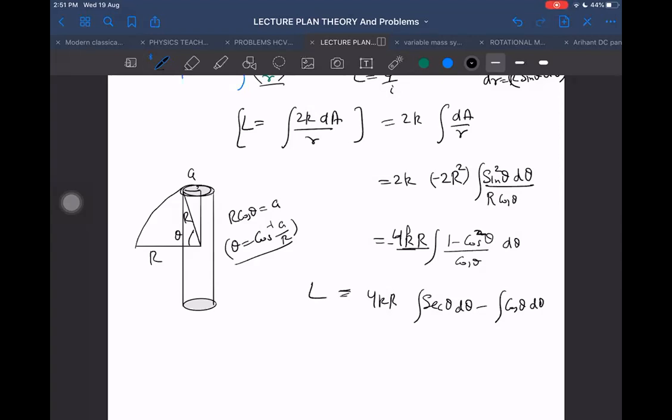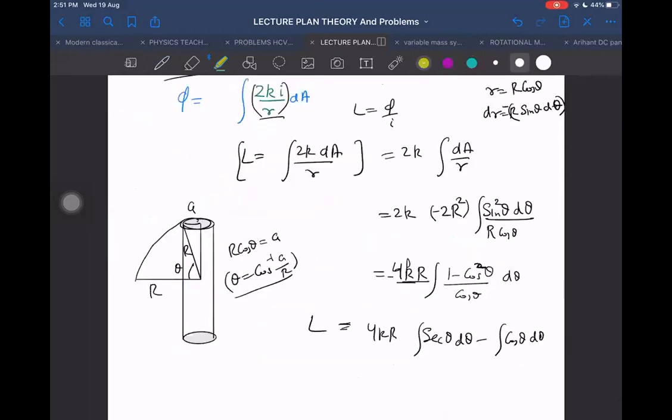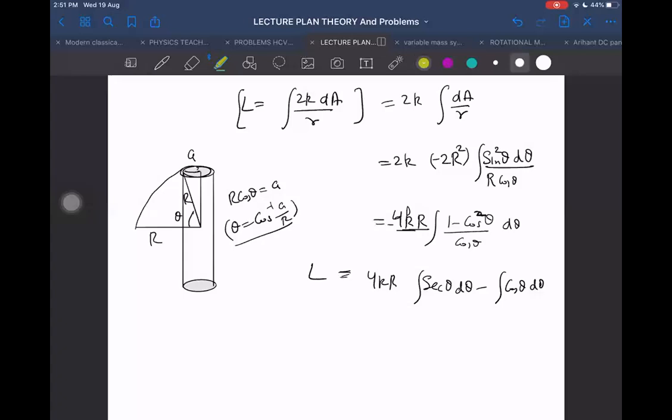Yes, sir. That only, cos inverse a by r. What is this wire here? This inner thing here is like a cylindrical wire of small area of cross section a. From where the current starts spreading outwards in all directions, all over the surface of the sphere. So this theta angle will go only up to the cylinder. It cannot go inside it. So I cannot take 0 to 90. I can take 0 to cos inverse a by r.